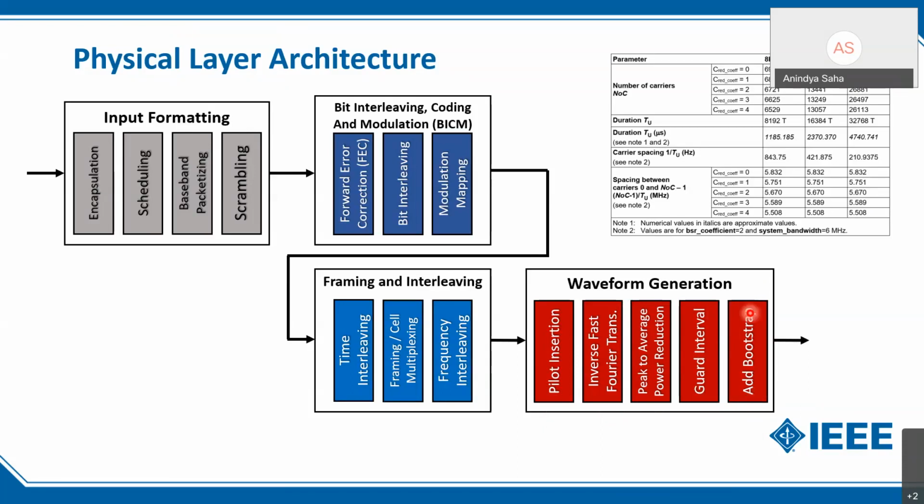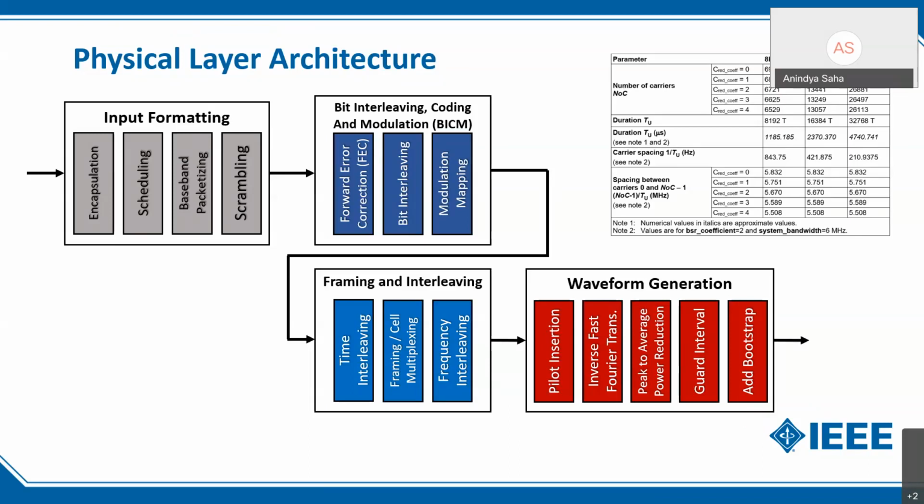And then finally you add another segment at the beginning of the waveform, which we call the bootstrap. In addition to the bootstrap, we also add the preamble. The bootstrap and the preamble perform some more tasks, basically used for detection and frame synchronization and some additional signaling. So this is an overview of the physical layer architecture. Let's keep in mind these four blocks: the formatter, the BICM, the framing and interleaving, and finally the waveform generator.